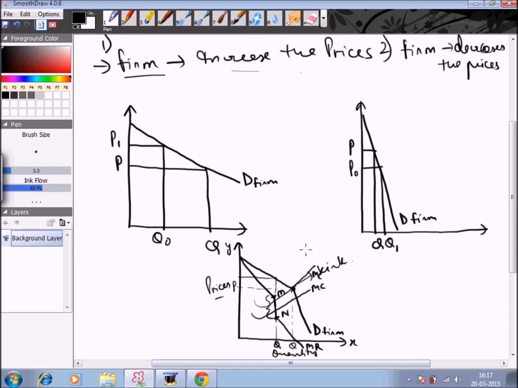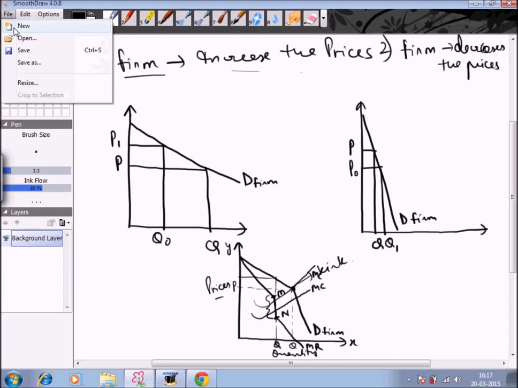So now, I suppose that you have understood the concept of the kinked demand curve. Like in other types of competition also, in the short run, let's see how the profit maximizing quantity and the profit maximizing output etc. are determined under this model.